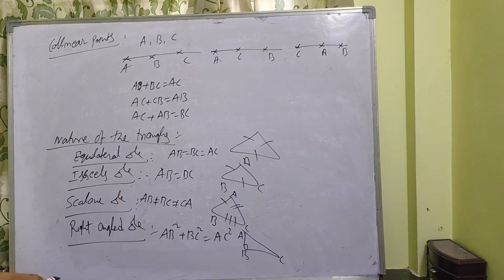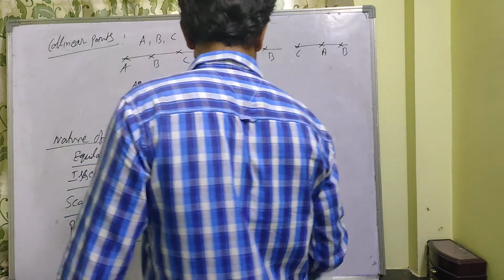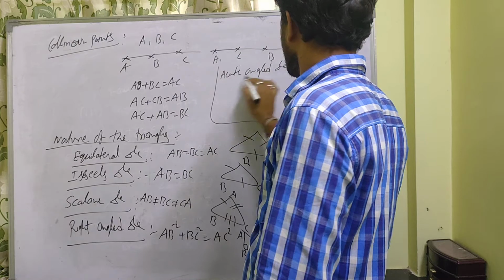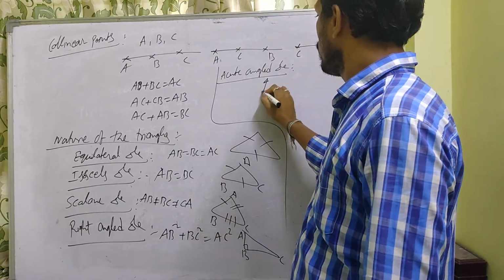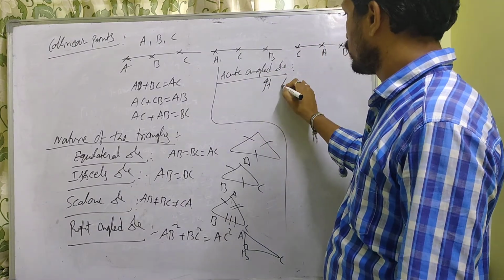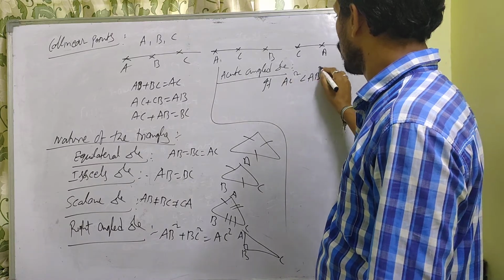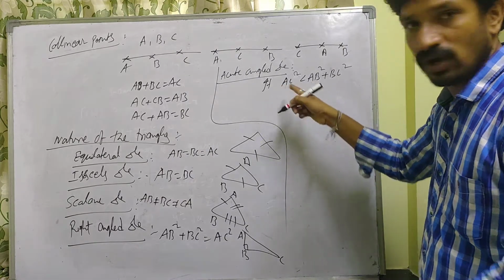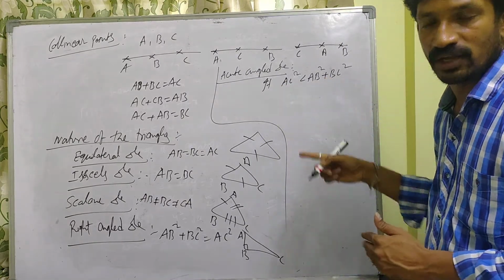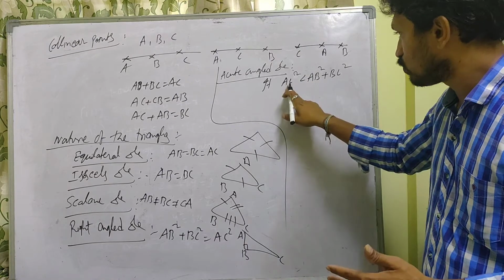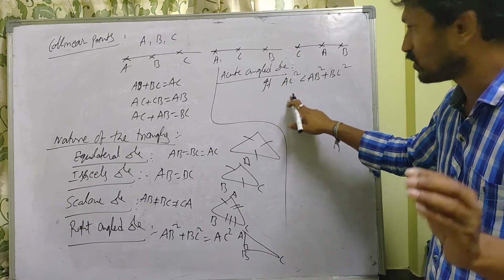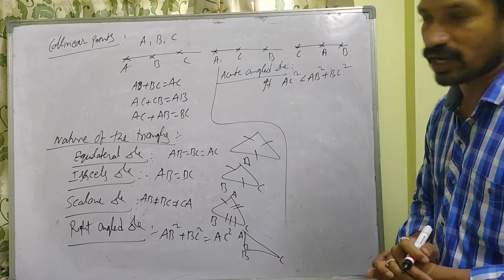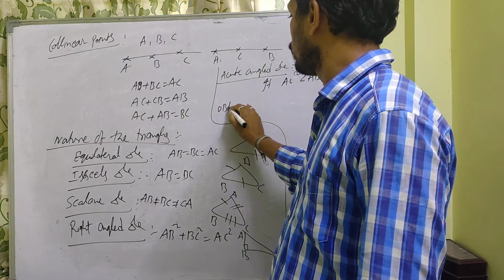Acute angle triangle. If AC square is less than AB square plus BC square, then any one of them, here three possibilities are there with three sides. That means one single side's square is less than the sum of the squares of the remaining two sides, then that is the acute angle triangle.